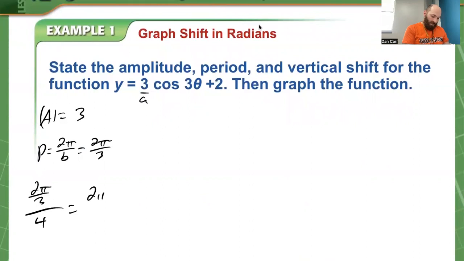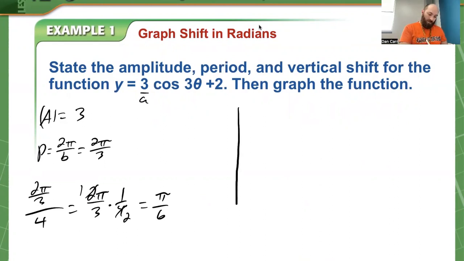So that's going to be the same as 2 pi over 3 times 1/4. Divided by 2 is 1, divided by 2 is 2. So each tick mark is going to be at pi over 6. All of my important pieces are still going to be that way. But here's where things are a little bit different.